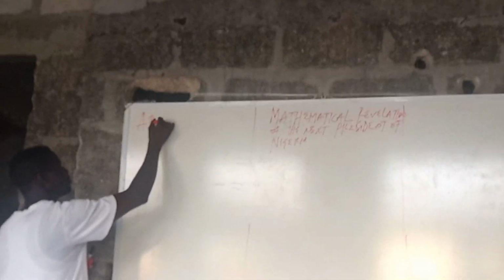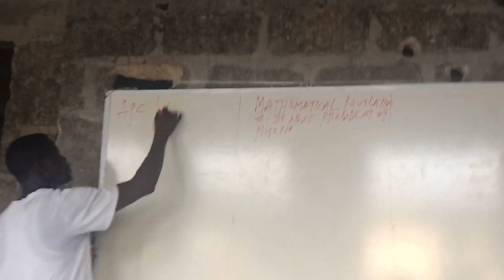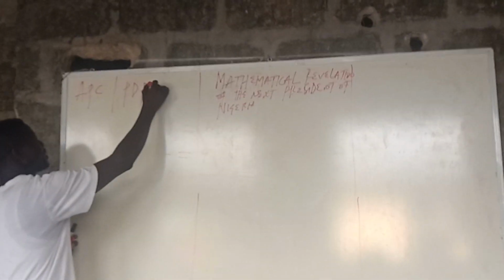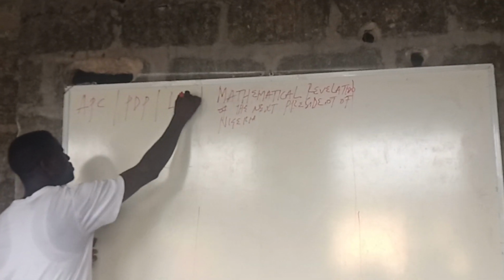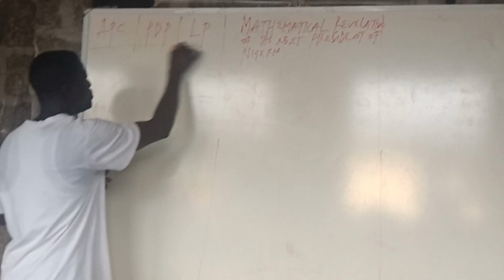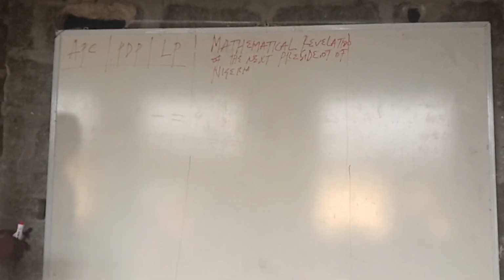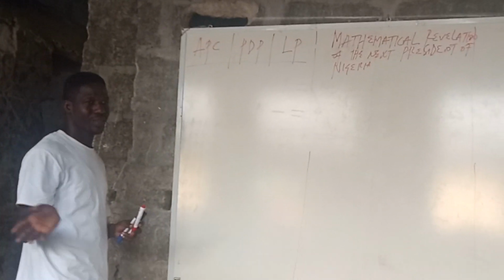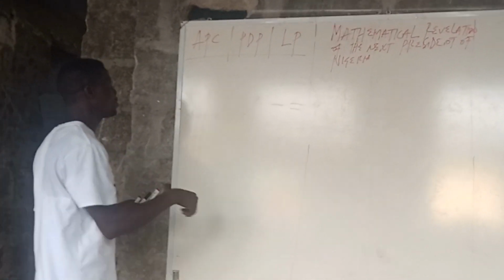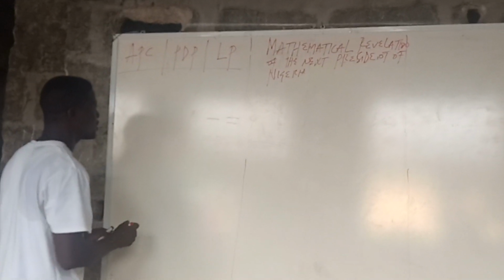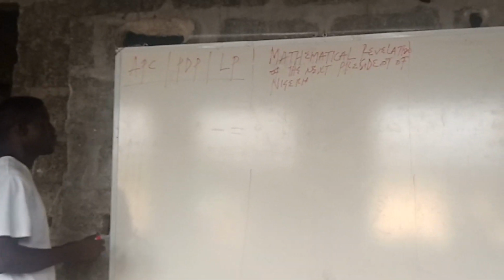APC, PDP, and the Labour Party. These are the three major parties that are at the moment really pulling the weight. Every other one is like an auxiliary. These are the parties with an incalculable number of supporters.